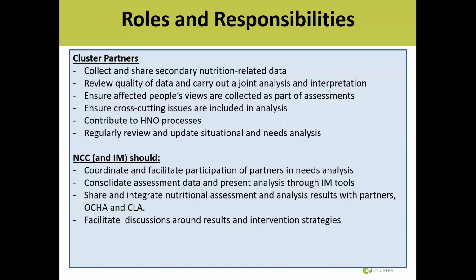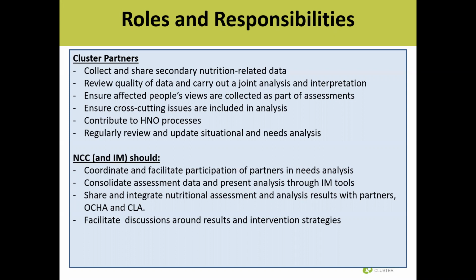This is nothing new. This is what we know. This is something we need to do on a day-to-day basis. But in this HPC process in particular, it is essential, and equally important, to make sure that partners are fully engaged throughout the process.